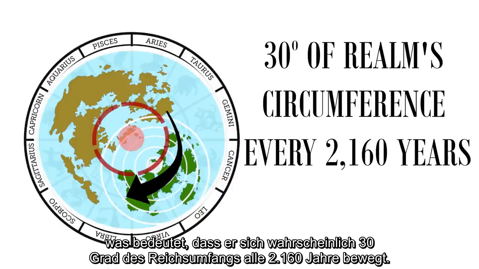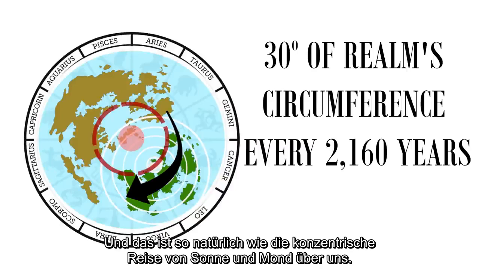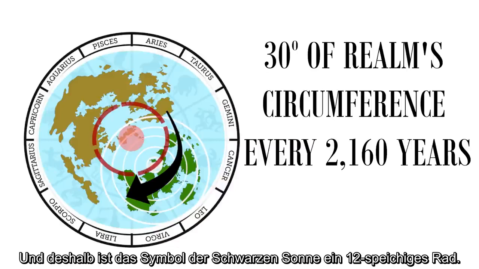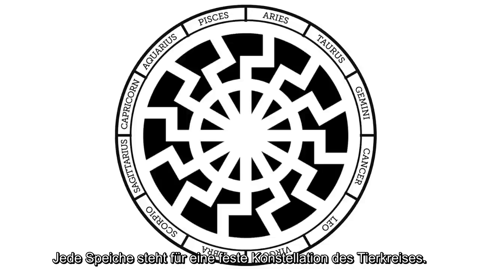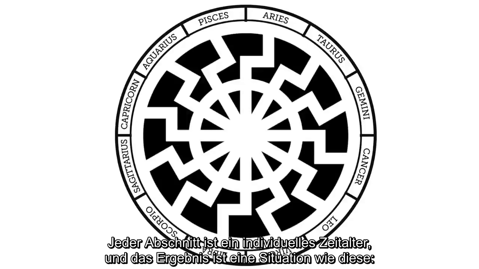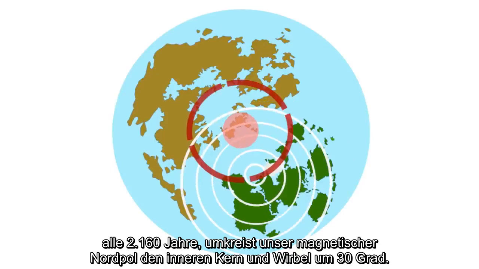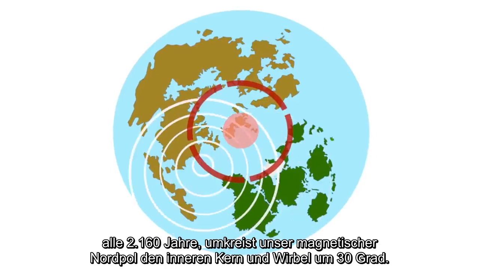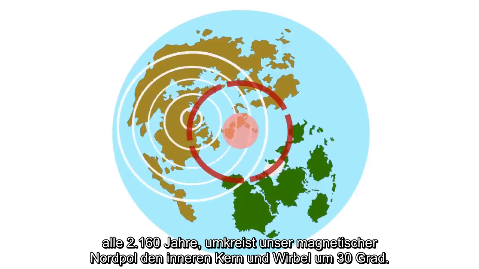2,160 years. The North Magnetic Pole is slowly moving, and it is as natural as the sun and moon's concentric journey above us. And this is why the symbol of the black sun is a 12-spoked wheel. Each spoke represents a fixed constellation of the zodiac. Each section is an individual age. And the result is a situation like this. Every 2,160 years, our north magnetic pole circles the inner solid core and vortex by 30 degrees.